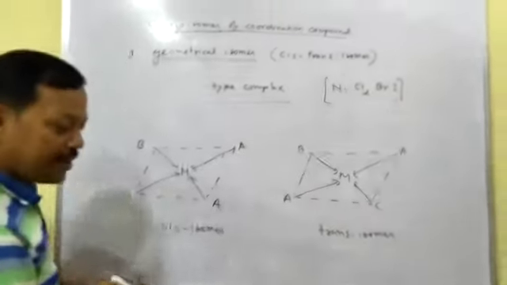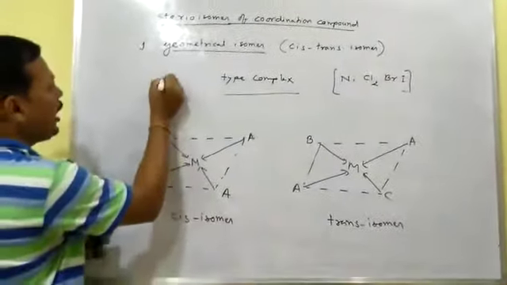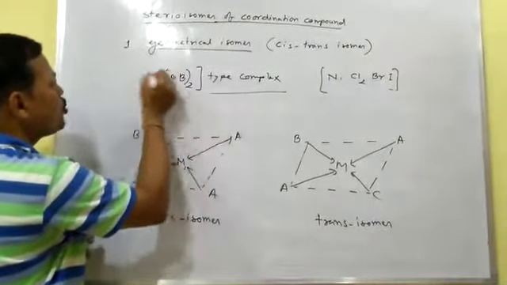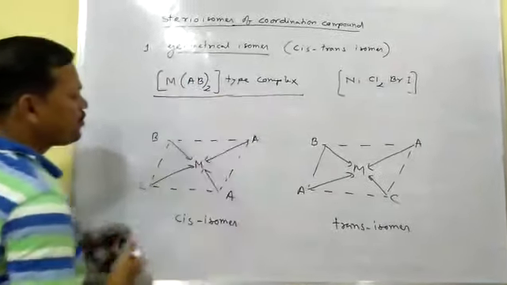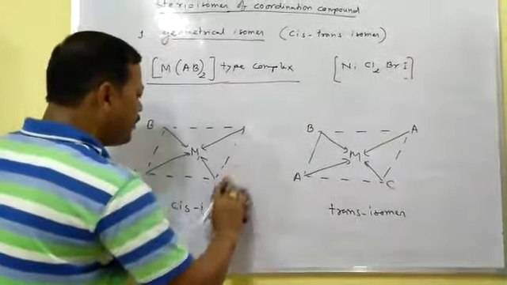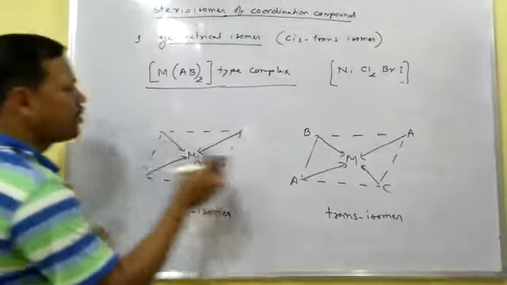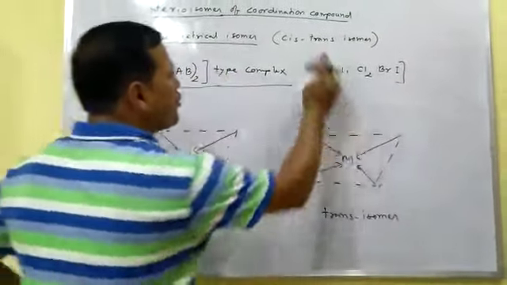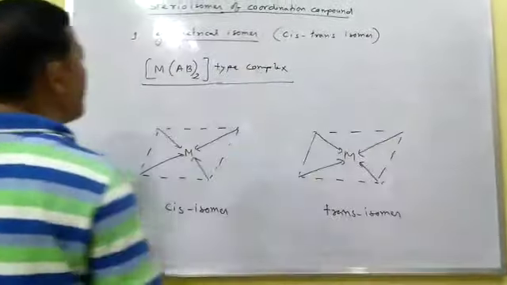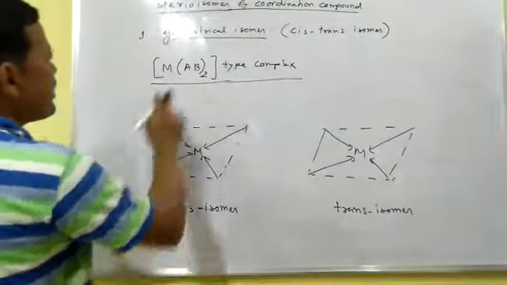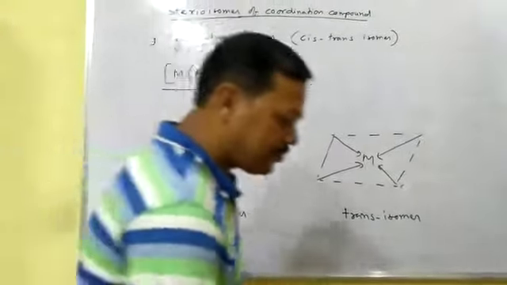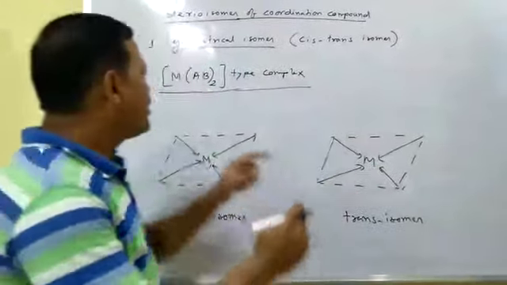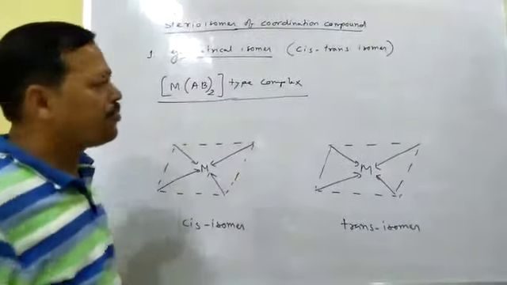Now I give you another type of complex, M(AB)2 type complex. How it can show cis and trans, I will show you. First I will tell you what an AB type ligand is. Already I have written A separately, B separately, but here I have written AB whole 2.